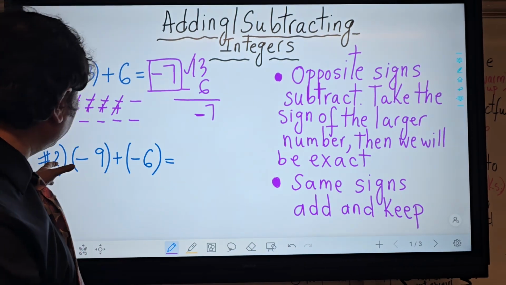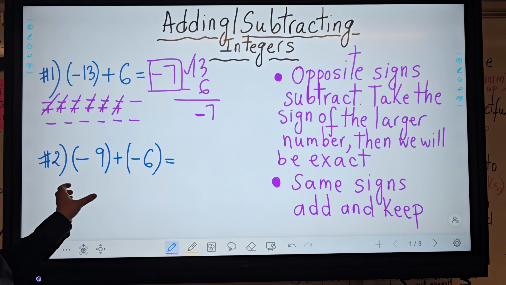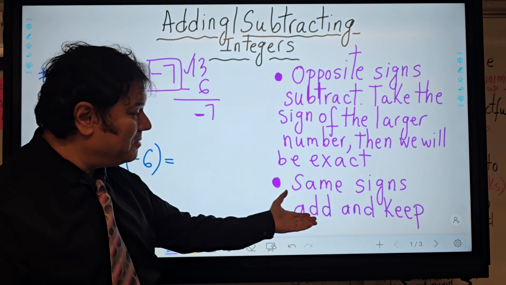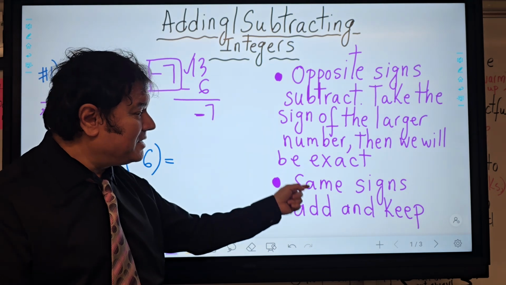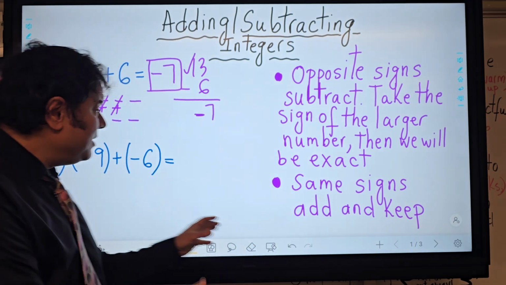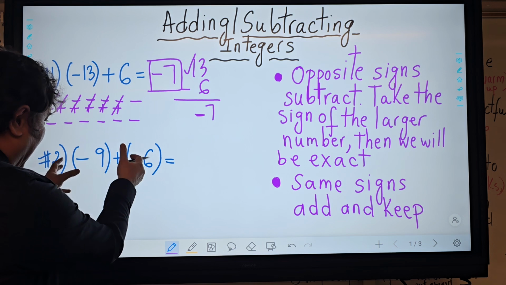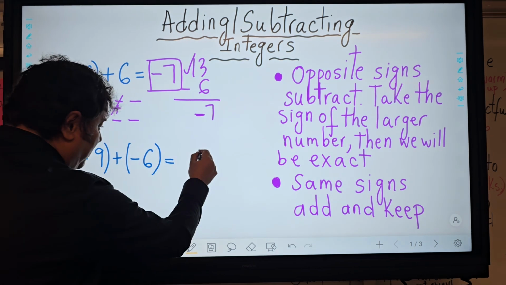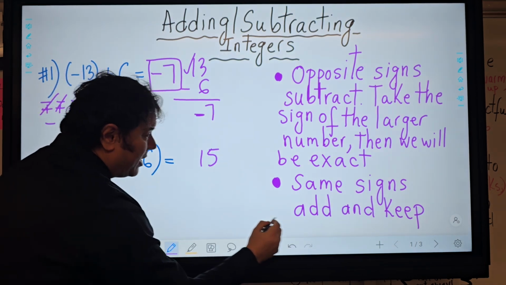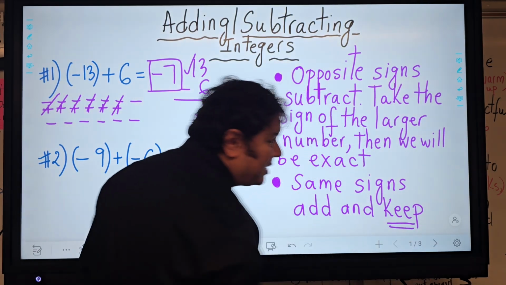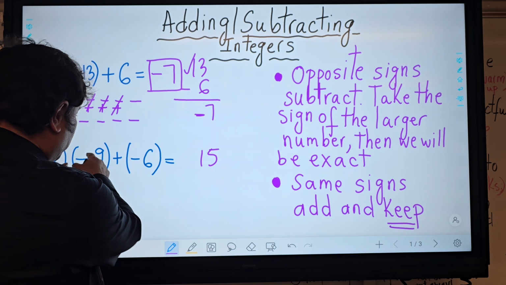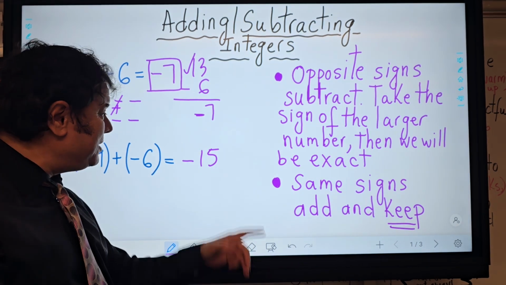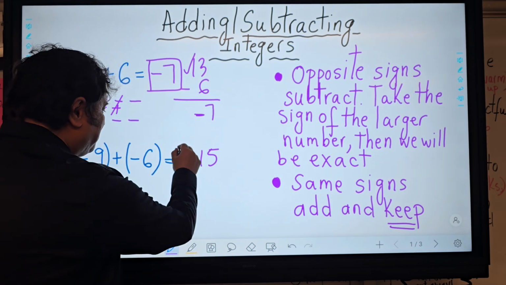Okay, let's look at number 2. Here we have negative 9 plus negative 6. Let's look at the second phrase: same signs, add and keep. Same signs, add. So we are going to add the numbers. 9 plus 6 becomes 15. But we are going to keep the sign. Since we have a negative and a negative, keep the sign. So the final answer is negative 15.